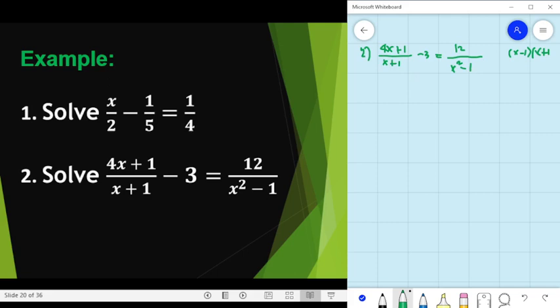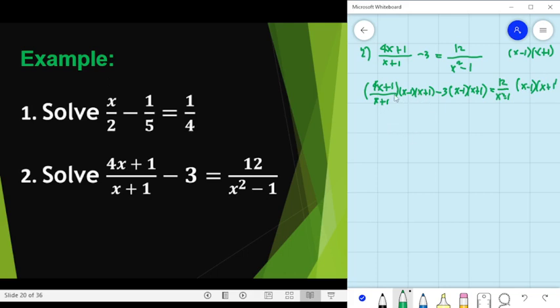Okay, so therefore the LCD would be this one. So we are going to multiply x plus 1 over x plus 1 by the denominator of x minus 1 times x plus 1. Then the minus 3, we multiply by the denominator of quantity x minus 1 times quantity x plus 1, which is equal to 12 over x squared minus 1. We multiply that by x minus 1 times x plus 1.